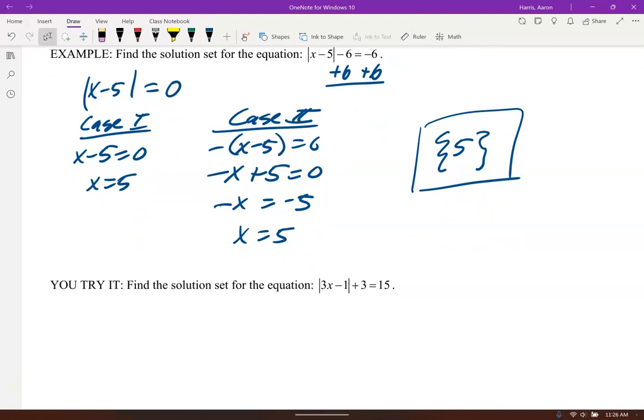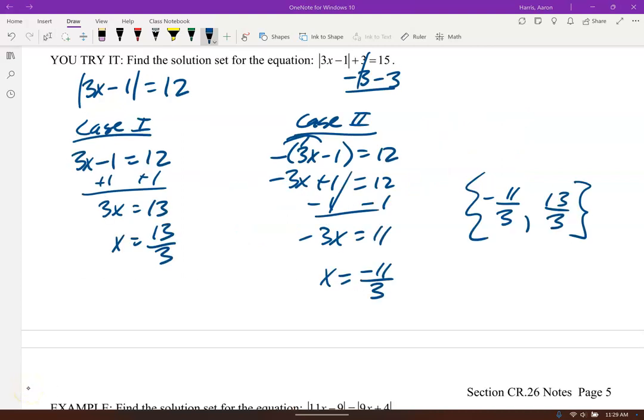All right, why don't you guys go ahead and try this one right here. Go ahead and pause it right there. You guys check your work there.